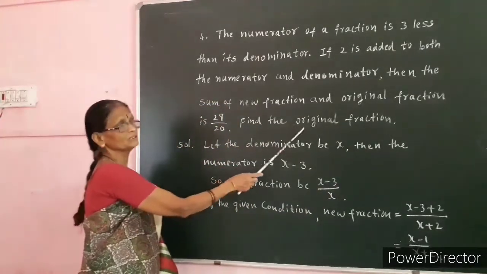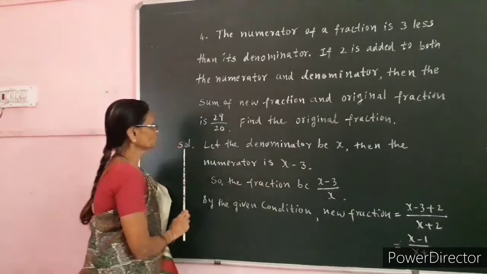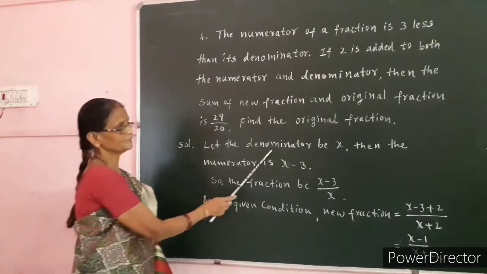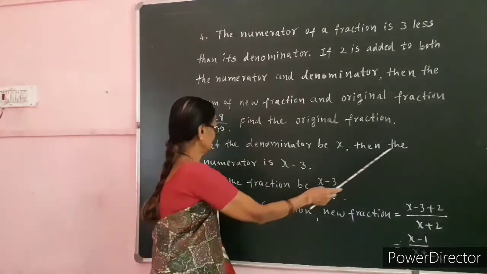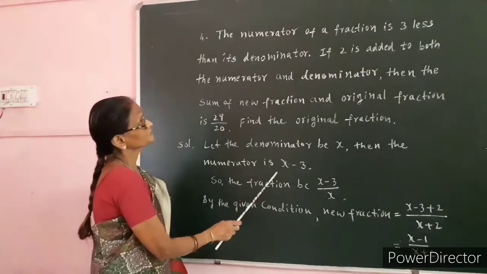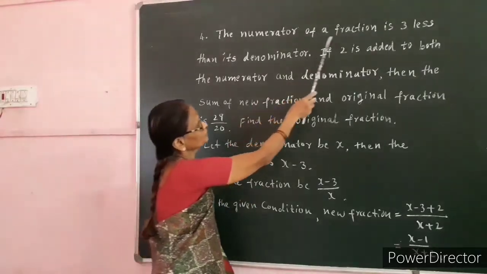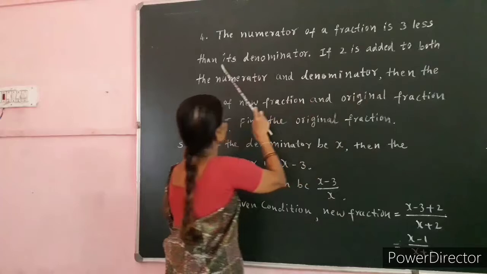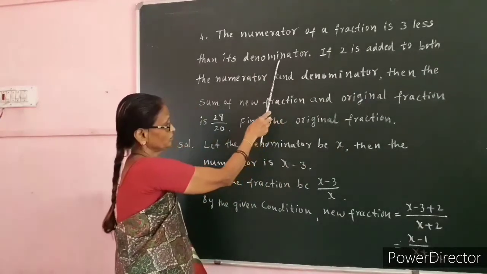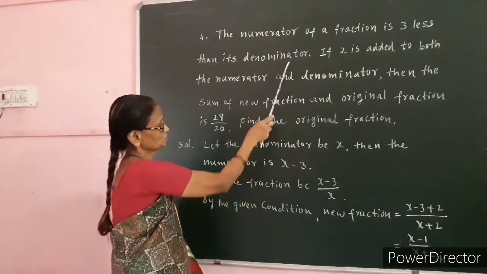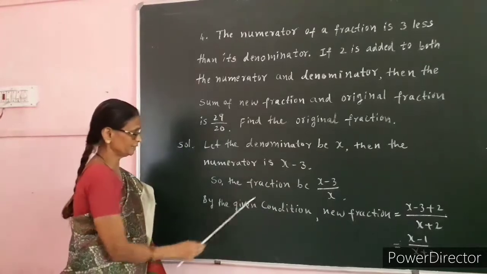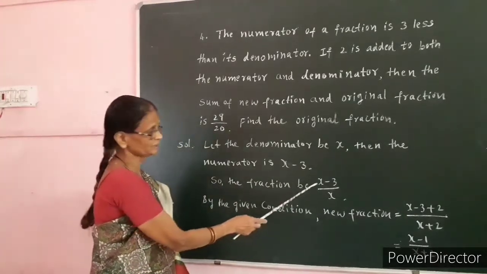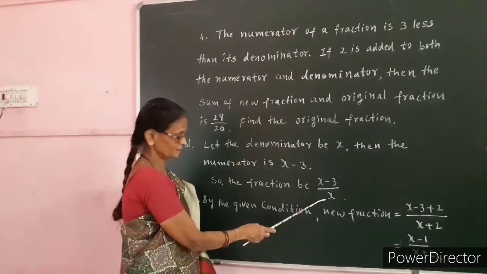We have to find the original fraction. So let the denominator be x, then the numerator is x minus 3. The numerator of a fraction is 3 less than its denominator. Denominator has been taken as x, so x minus 3 is the numerator. So the fraction is (x minus 3) by x.